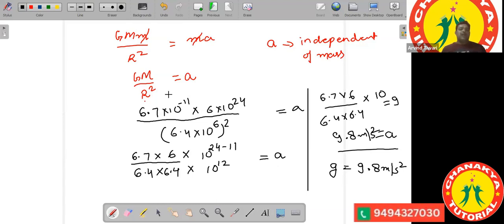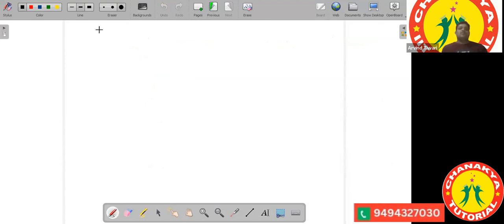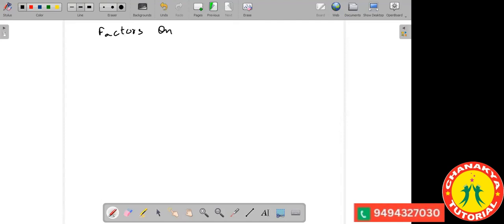Okay. Now what will happen if the distance between the object and the earth is too large? Okay. So no doubts up to here. What are the factors on which this acceleration due to gravity depends, and what are the conclusions from it? Yes, sir, I lost my answer in the calculation. So can you show the calculations?